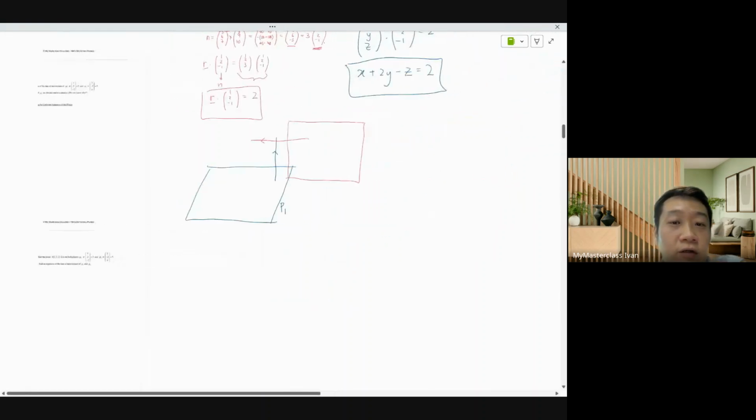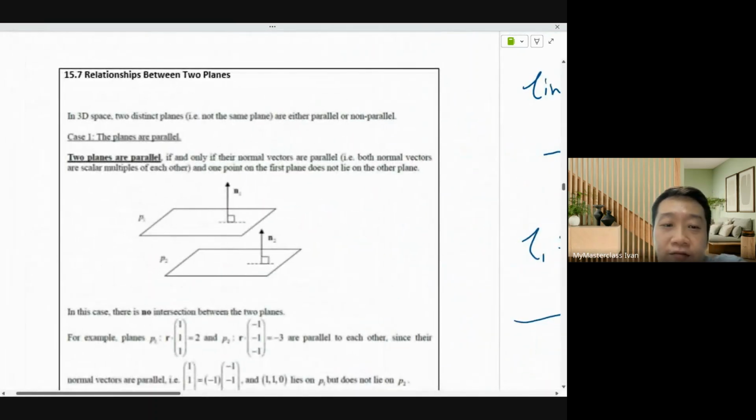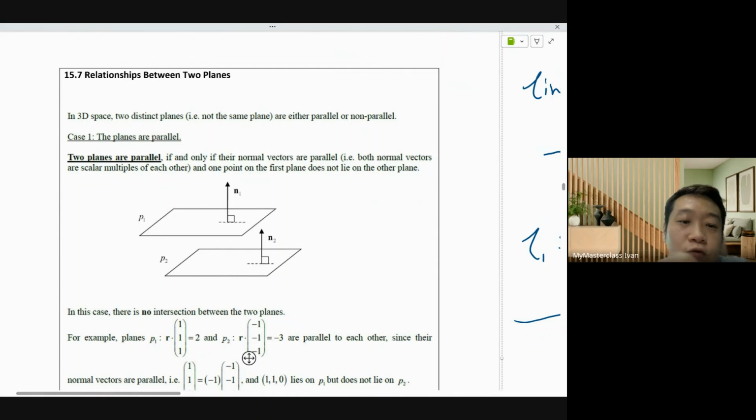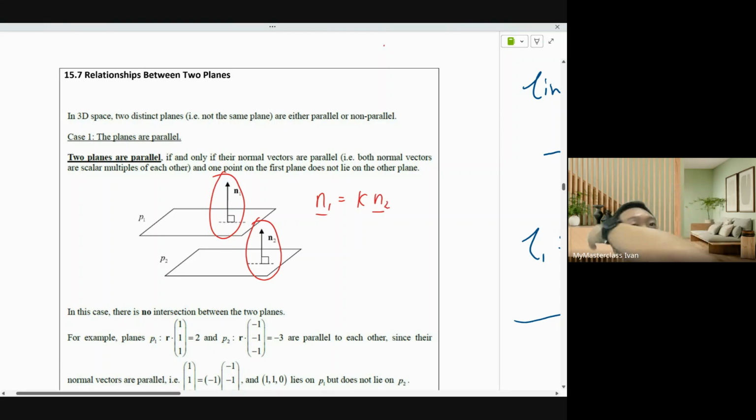Now there are several relationships between two planes. Number one, if two planes are parallel, what can you say about normal 1 and normal 2? Jonathan? Yeah, may not be exactly the same. So n1 could be a scalar multiple of n2, where n1 and n2 are vectors.